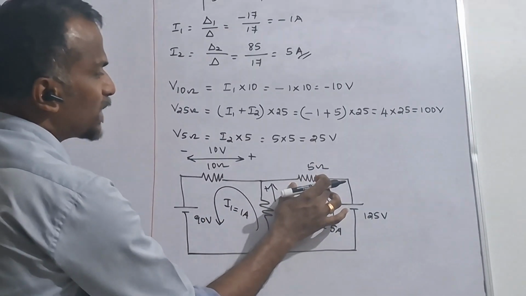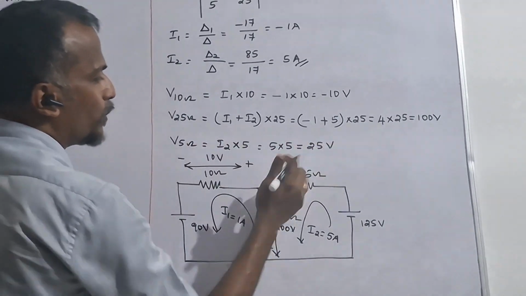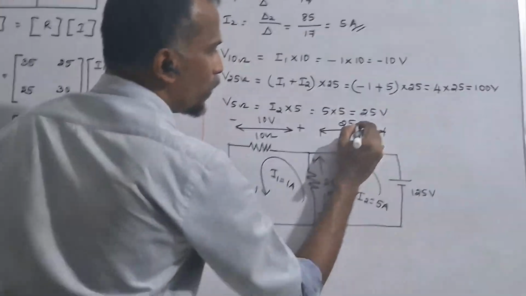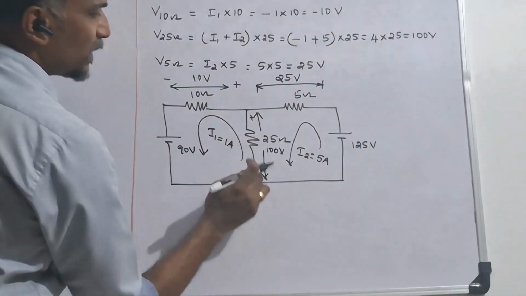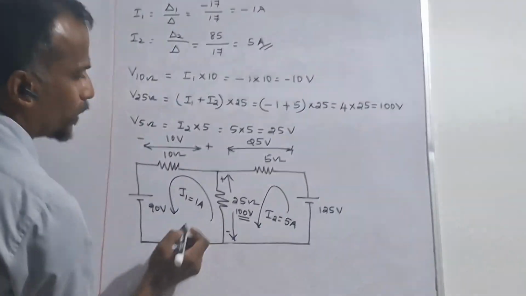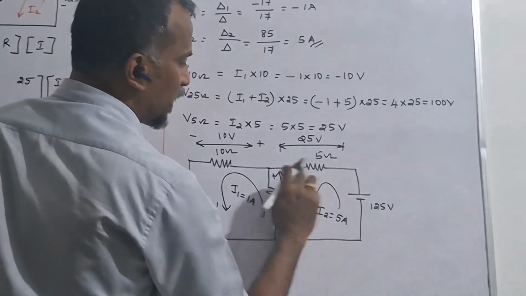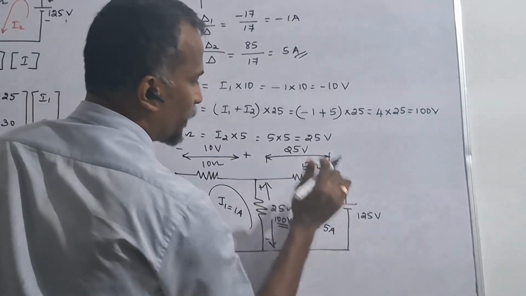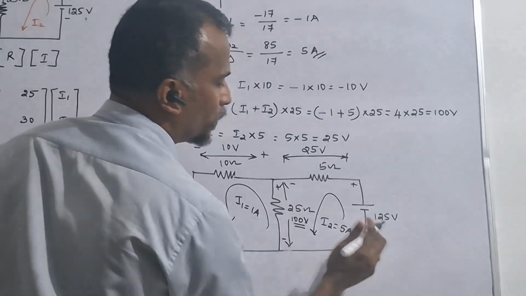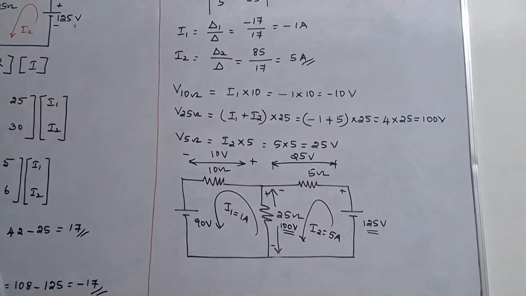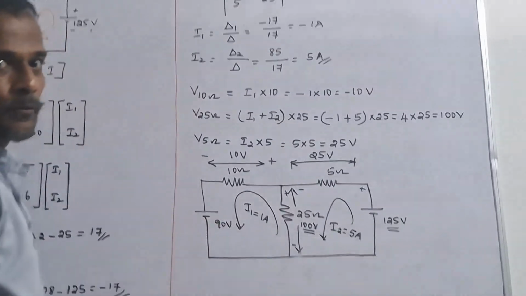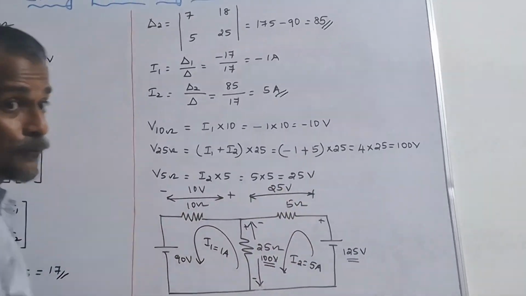Then what's the voltage across 5 ohm? The voltage across 5 ohm is 25, so we can write this is 25 volt. Now the voltage across 25 ohm is already 100 volt. Then we have an additional plus 25 volt. So 100 plus 25 volt is nothing but 125 volt. Otherwise, 125 volt is equal to the sum of 25 volt plus 100 volt. From this we proved the Kirchhoff voltage law.